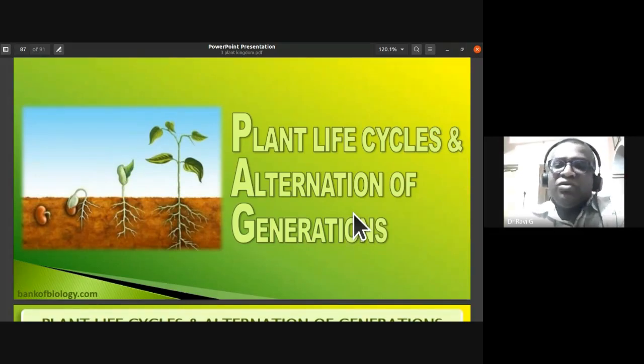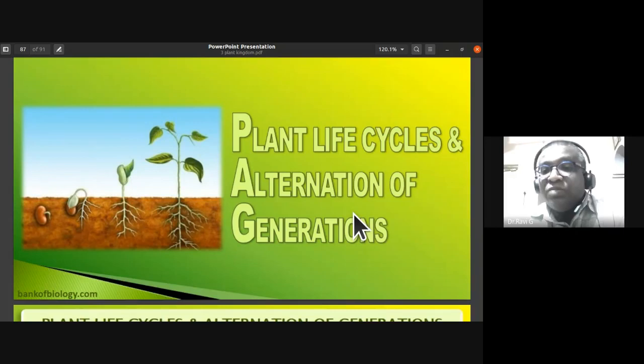Whereas in case of pteridophytes, you come across gametophyte and sporophyte. The most dominant phase is the sporophyte. They are independent. The gametophyte is also noticed, and it is also independent, not dependent. But it is a reduced life stage, whereas the sporophytic life phase is the dominant and most predominant life cycle of the pteridophytes.